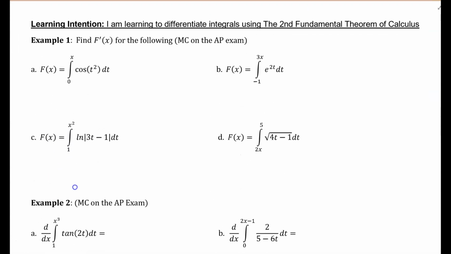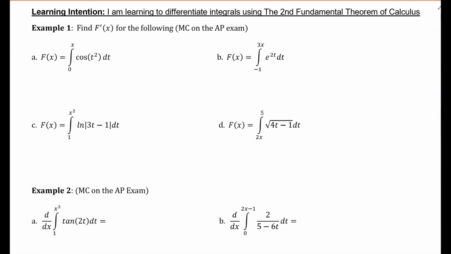Okay, so let's go ahead and look at some basic concepts here of how you will see them on the AP exam, generally on the multiple choice section. Example 1, find f prime of x for the following. A, f of x is equal to the integral from 0 to x of cosine of t squared dt. Now this is as foundational as it gets, and I'm just going to write it right underneath. I'm taking the derivative of the left. I'm going to take the derivative of the right side.